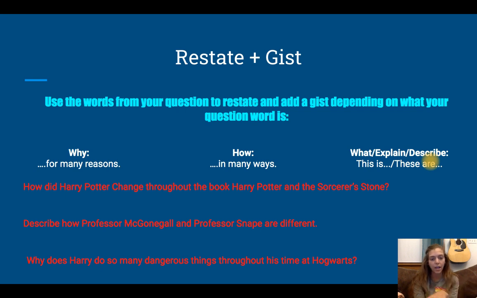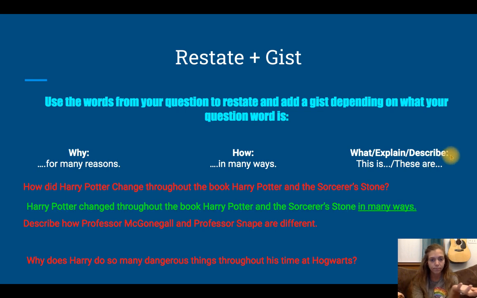How did Harry Potter change throughout the book Harry Potter and the Sorcerer's Stone? Harry Potter changed throughout the book Harry Potter and the Sorcerer's Stone. There's my restate. In many ways. There's my gist. Easy enough.